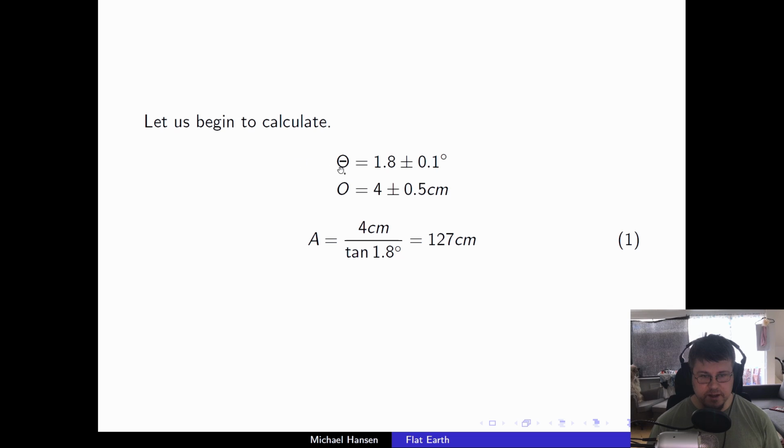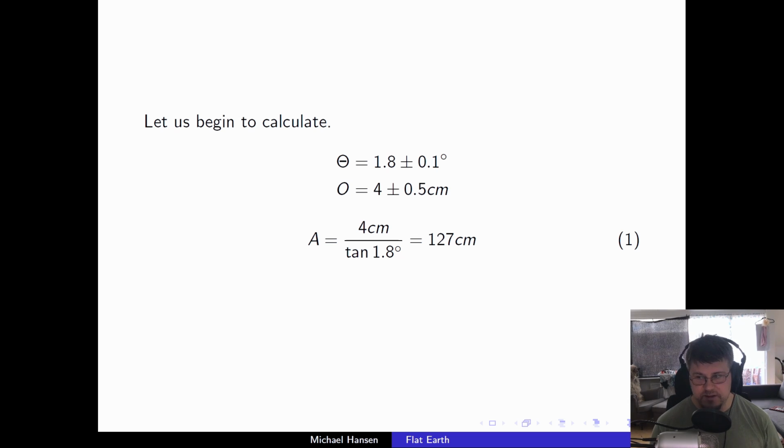We know that theta is 1.8 plus minus 0.1 degree. We know that the opposite, the O, is 4 centimeters plus minus half a centimeter. So we put in the numbers. A is equal to 4 centimeters divided by the tangent of 1.8 degrees, and we get 127 centimeters. Now our measurement was 130 centimeters plus minus a half.